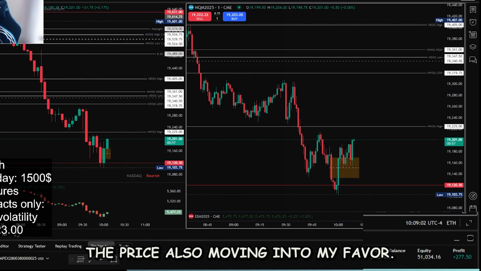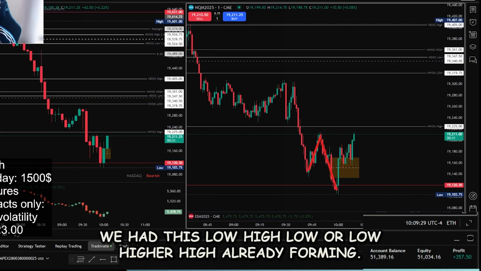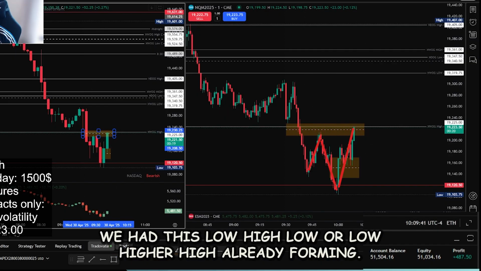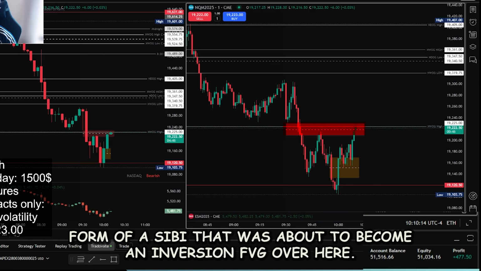Here, the price was moving in my favor. We were already noticing that we had a breaker. We had this low, high, low, low, higher high already forming. And on the 5 minute, I was already annotating the next fair value gap in form of a CB that was about to become an inversion fair value gap.